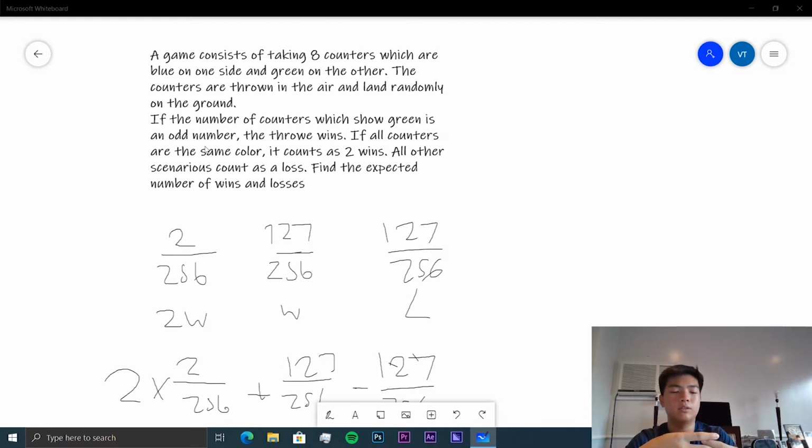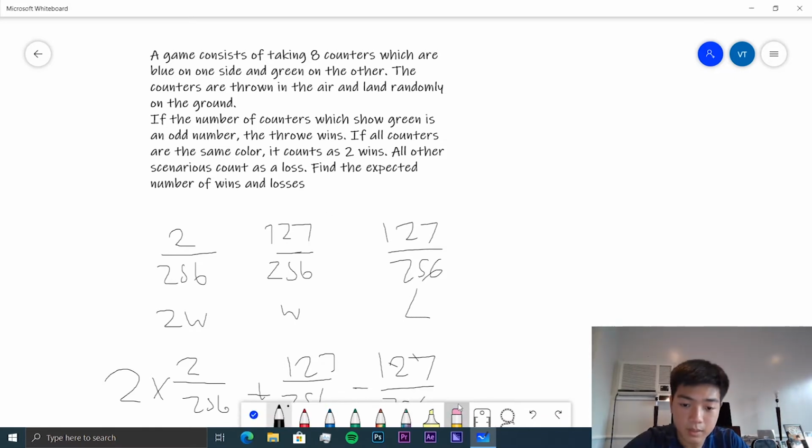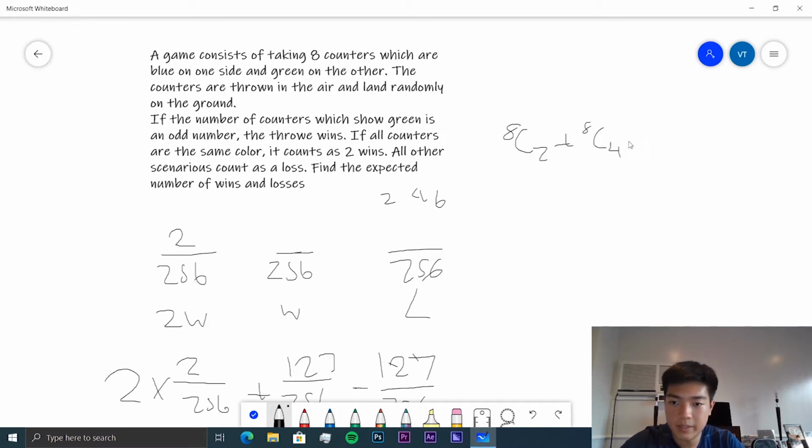So this is equal to, let's calculate the losses first, because this is just easier. This is 2, 4, and 6 if they're thrown. So this is 8 choose 2 plus 8 choose 4 plus 8 choose 6, which is equal to 126.